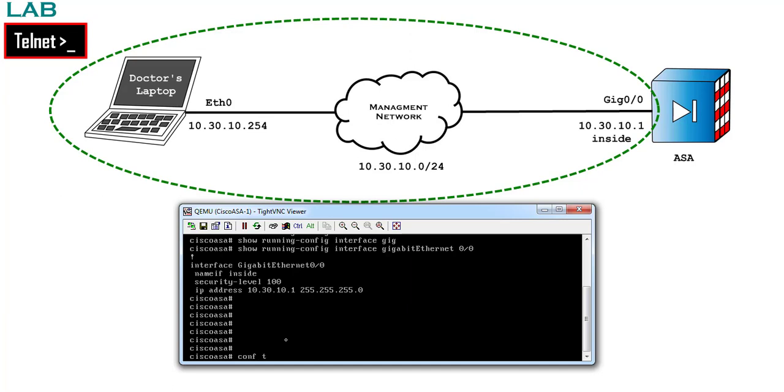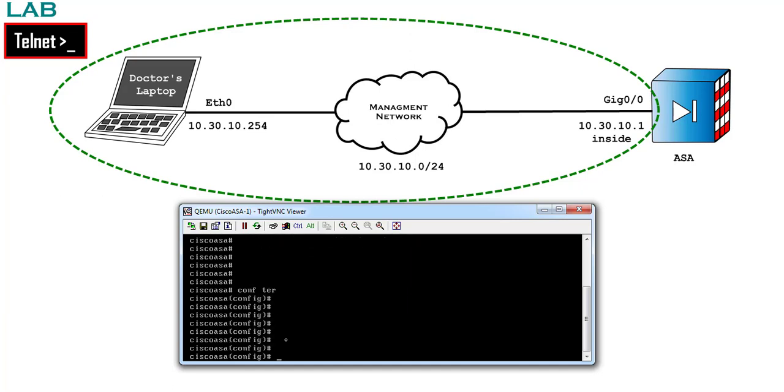So let's begin with configuring the Telnet part. It is done by the telnet command. And you have to specify next what subnet or what IP address you want to allow on this specific interface. So let's allow 10.30.10.0 255.255.255.0 on this inside interface.